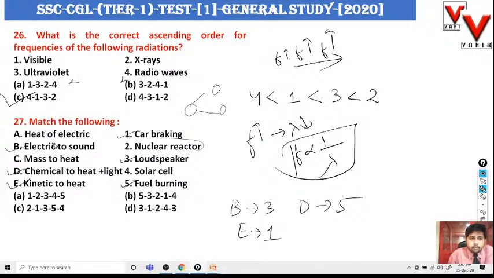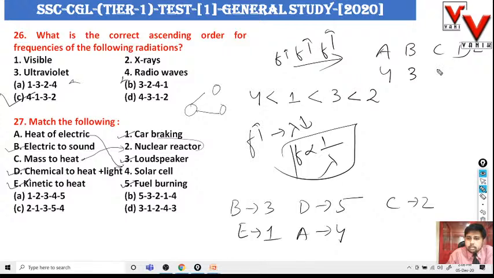Now we have heat to electric and mass to heat. Heat to electric will be a solar cell, so A is 4, and mass to heat is your nuclear reactor, so C is 2. If I arrange this as A, B, C, D and E, it is 4, 3, 2, 5, 1.